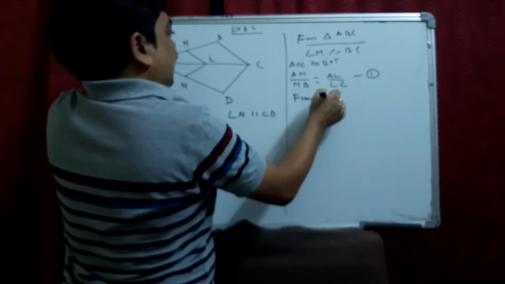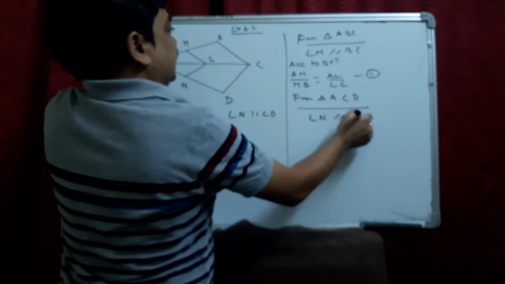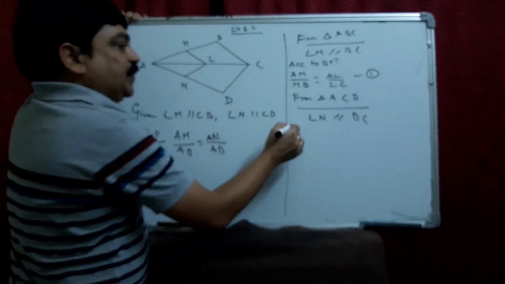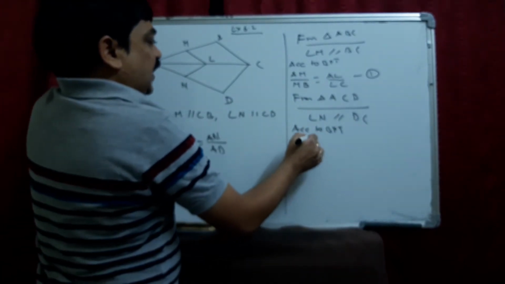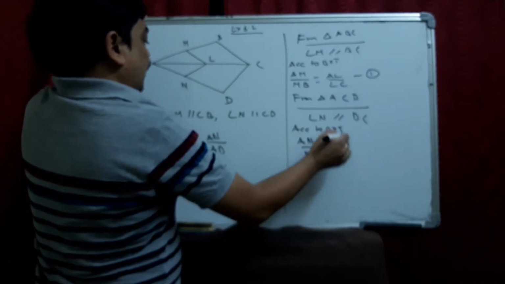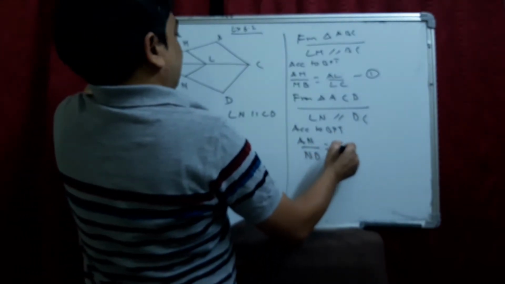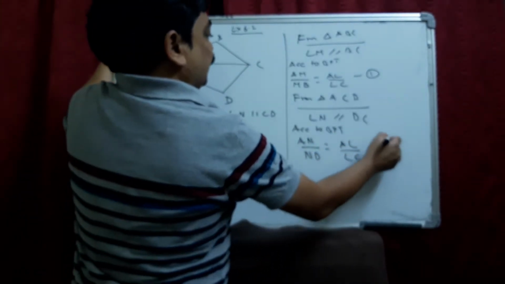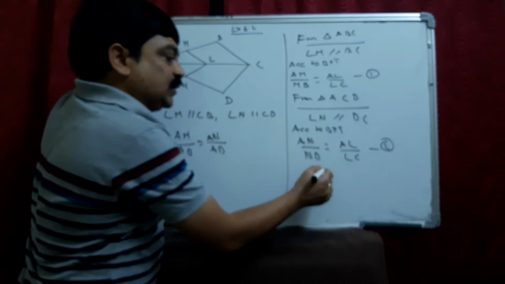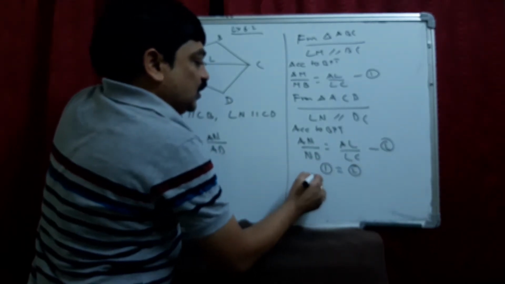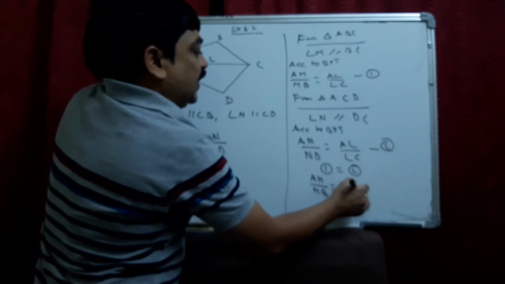Now take the second triangle, second part. From triangle ACD, and also given that LN is parallel to DC. When LN is parallel to DC, we can apply BPT. According to BPT, what happens here? AN by ND is equal to AL by LC. This is 2. So from 1 and 2, what can you say? AL by LC is common, so you can equate 1 and 2. So AM by MB is equal to AN by ND.